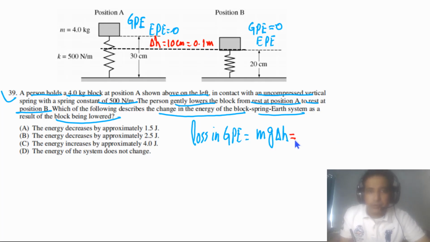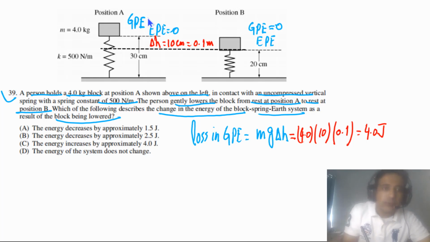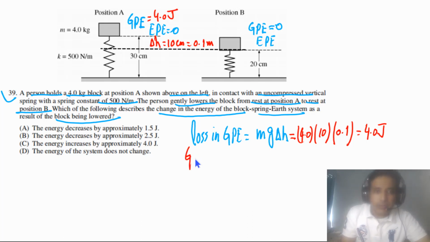Now simply we can plug in values. The mass of the block is given, that is equal to 4.0 kg, and we have the value of g, that is 10 newtons per kg, and delta H is given, that is equal to 0.1 meter. If we simply multiply these, we will get 4.0 joules. So this is the loss in GPE.